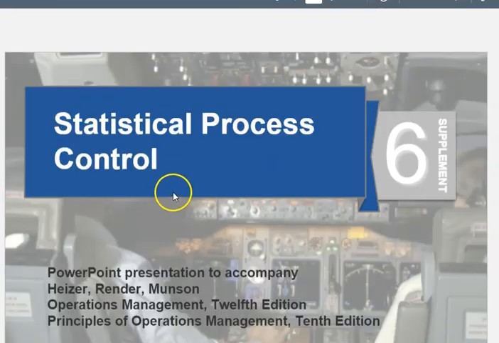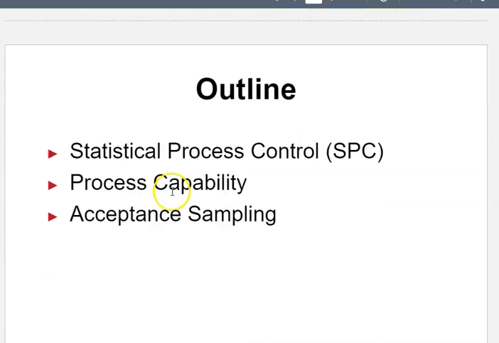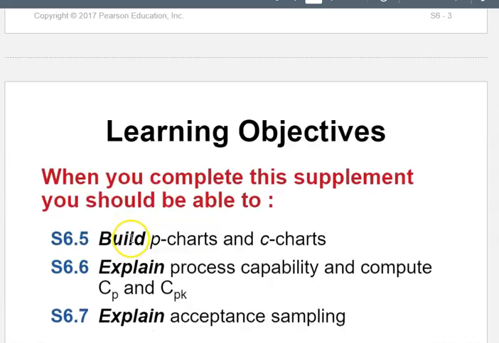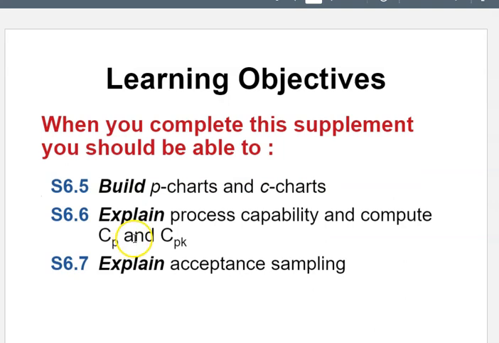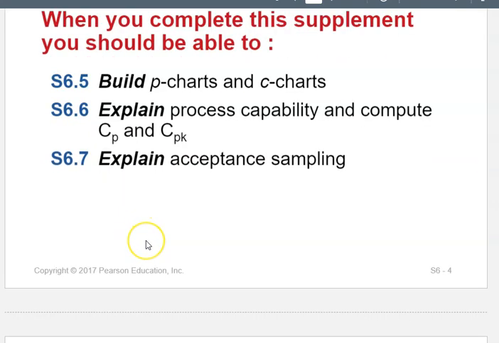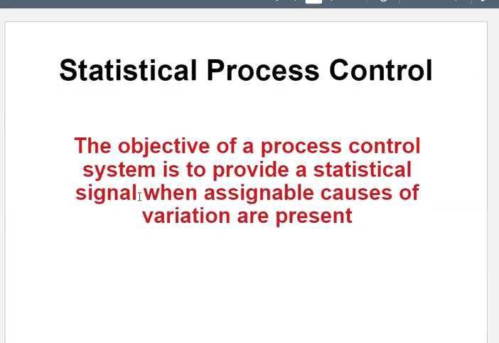Today's topic is statistical process control. So we're going to explain statistical process control, process capability, and especially we're going to explain the control charts: R chart, Xbar chart, P chart, C chart. We're going to explain capability and compute Cp and Cpk.